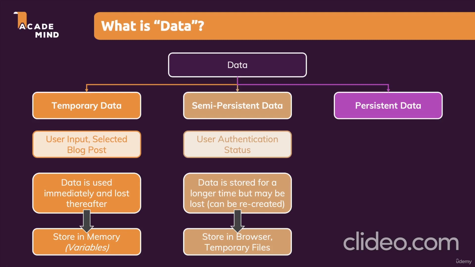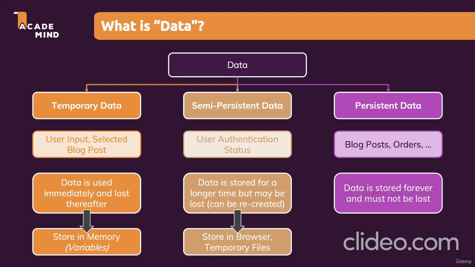Of course, on most websites you also have persistent data, which should not be lost. For example, the users which you stored in your database, or the products on an online shop, or the blog posts, or the orders of an online shop. That's data which should definitely not be lost accidentally, and that's data which therefore has to be stored forever until you deliberately want to delete it, and hence you typically store it in a database.